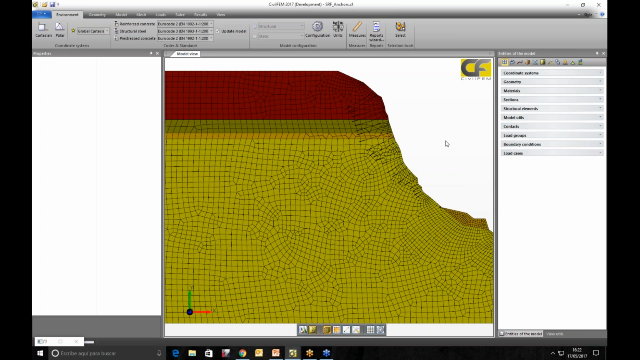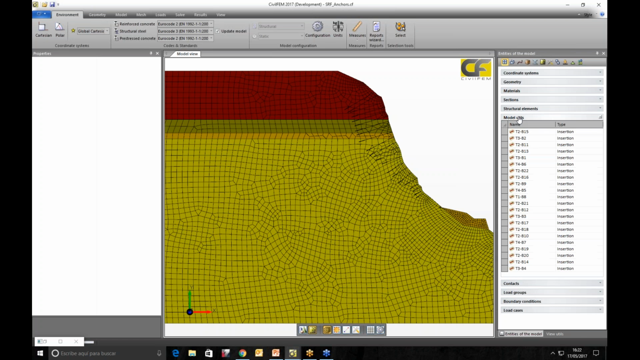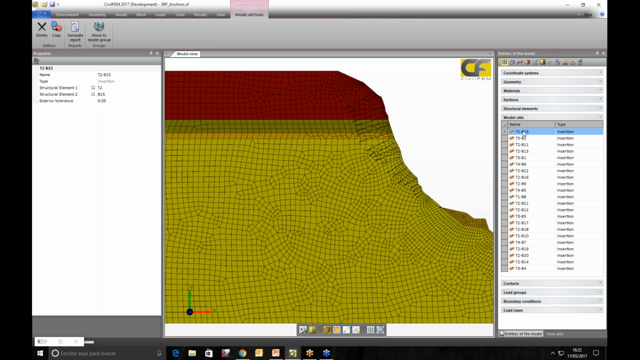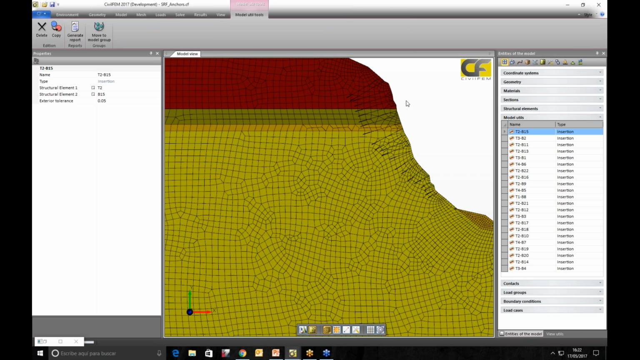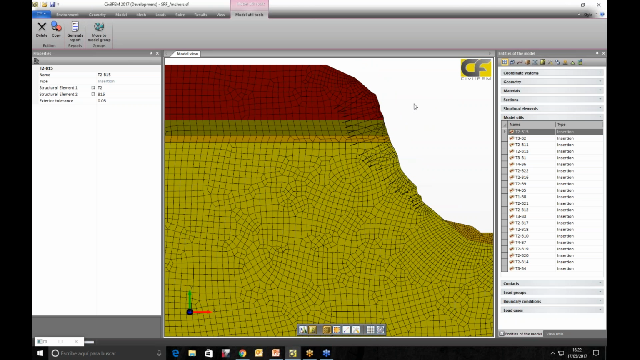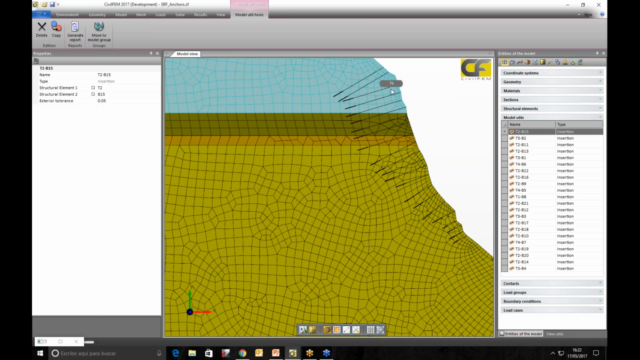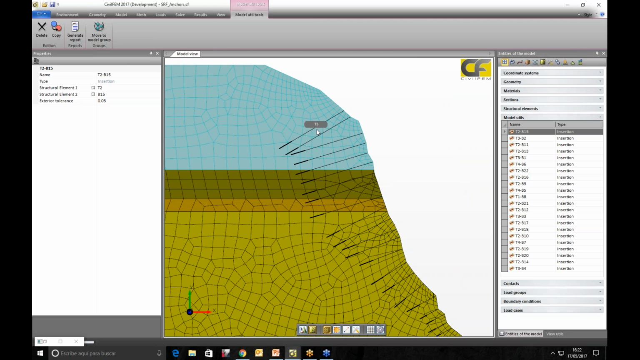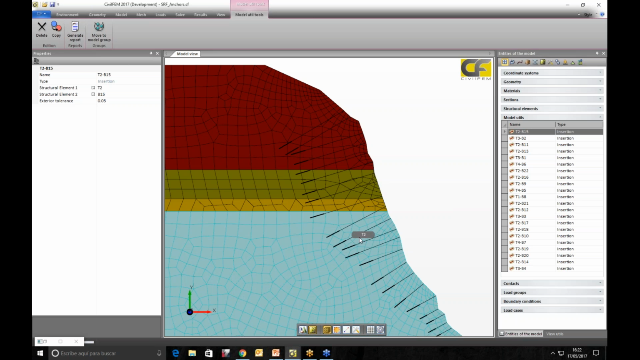Here you can see that we use one of the utilities of CivilFEM, which are the insertions. We have used insertions to define anchors along the slope. This configuration of anchors is defined using what we call here in CivilFEM structural elements, and we don't need to define a very exhaustive mesh or coincident mesh, because the insertions will tie the degrees of freedom of each structural element. So these anchors are already inserted into the host structural element, in this case the different strata.